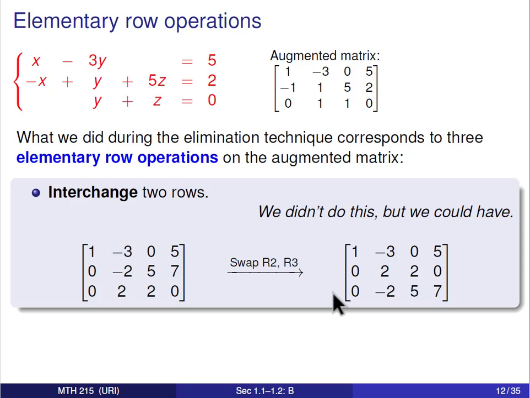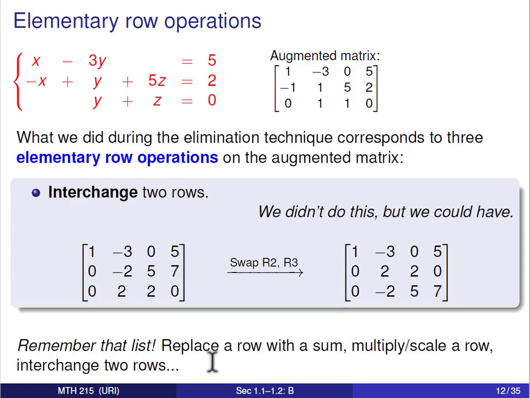Now this list of elementary row operations that we've dealt with, the replacement operation, where we replace a row with the sum of it and a multiple of another row, the multiply or scaling operation, and the interchanging of two rows, these are three very special operations that we'll need to remember as such.